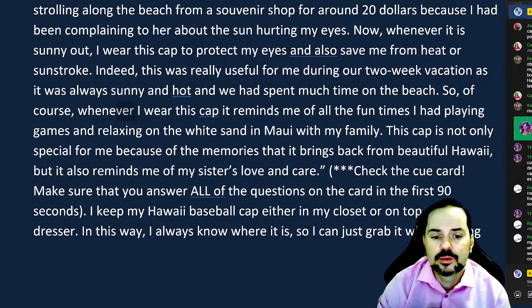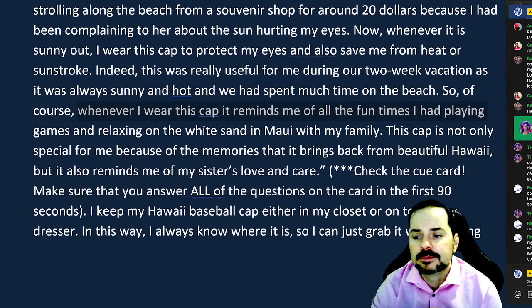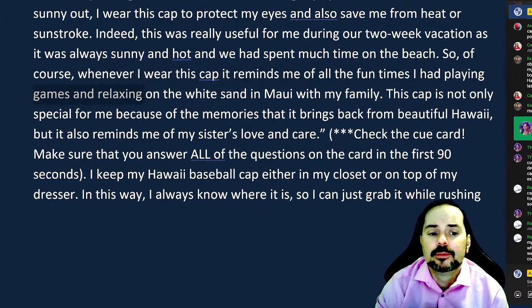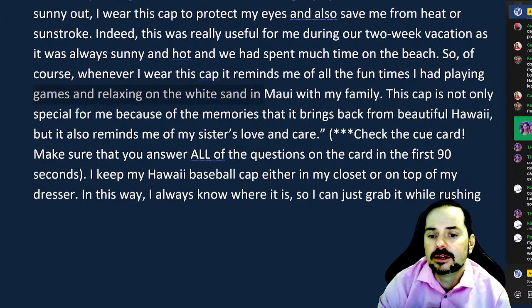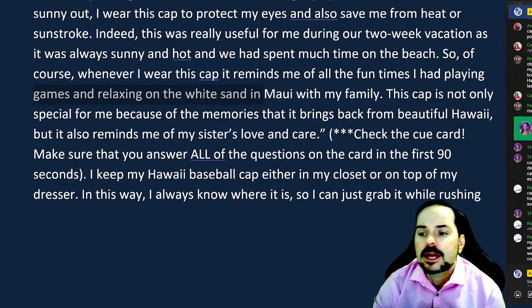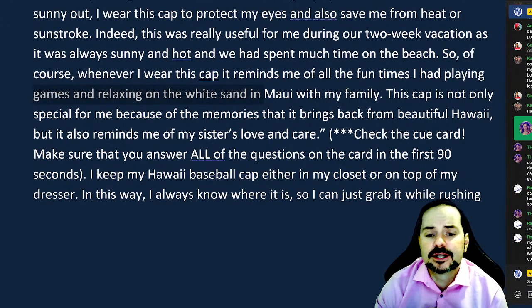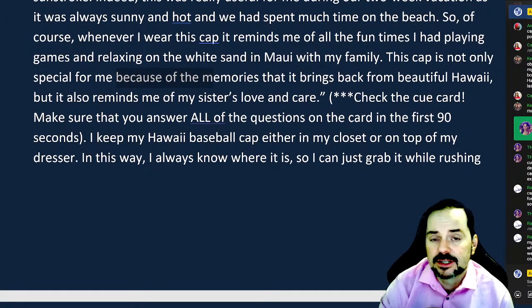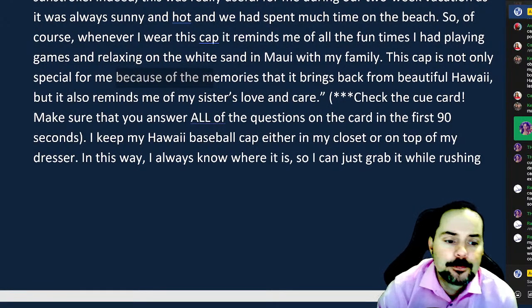So of course, whenever I wear this cap, it reminds me of all the fun times I had playing games and relaxing on the white sand in Maui with my family. This cap is not only special for me because of the memories that it brings back from beautiful Hawaii, but it also reminds me of my sister's love and care for me.